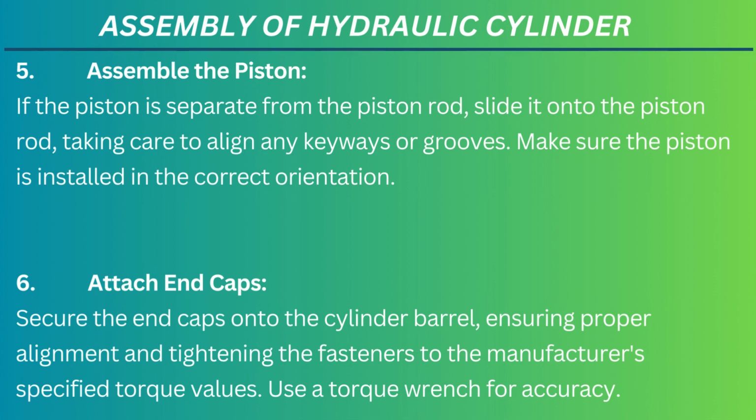5. Assemble the piston. If the piston is separate from the piston rod, slide it onto the piston rod, taking care to align any keyways or grooves. Make sure the piston is installed in the correct orientation.